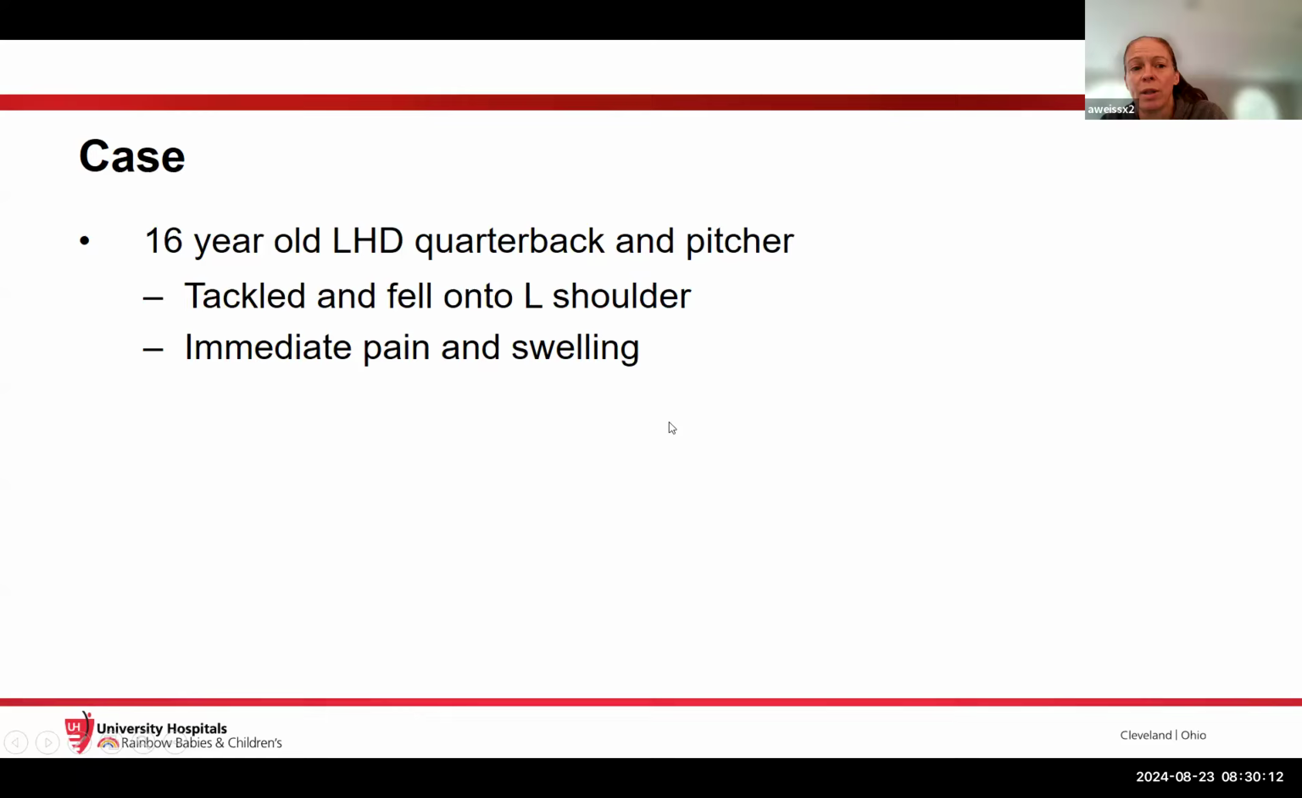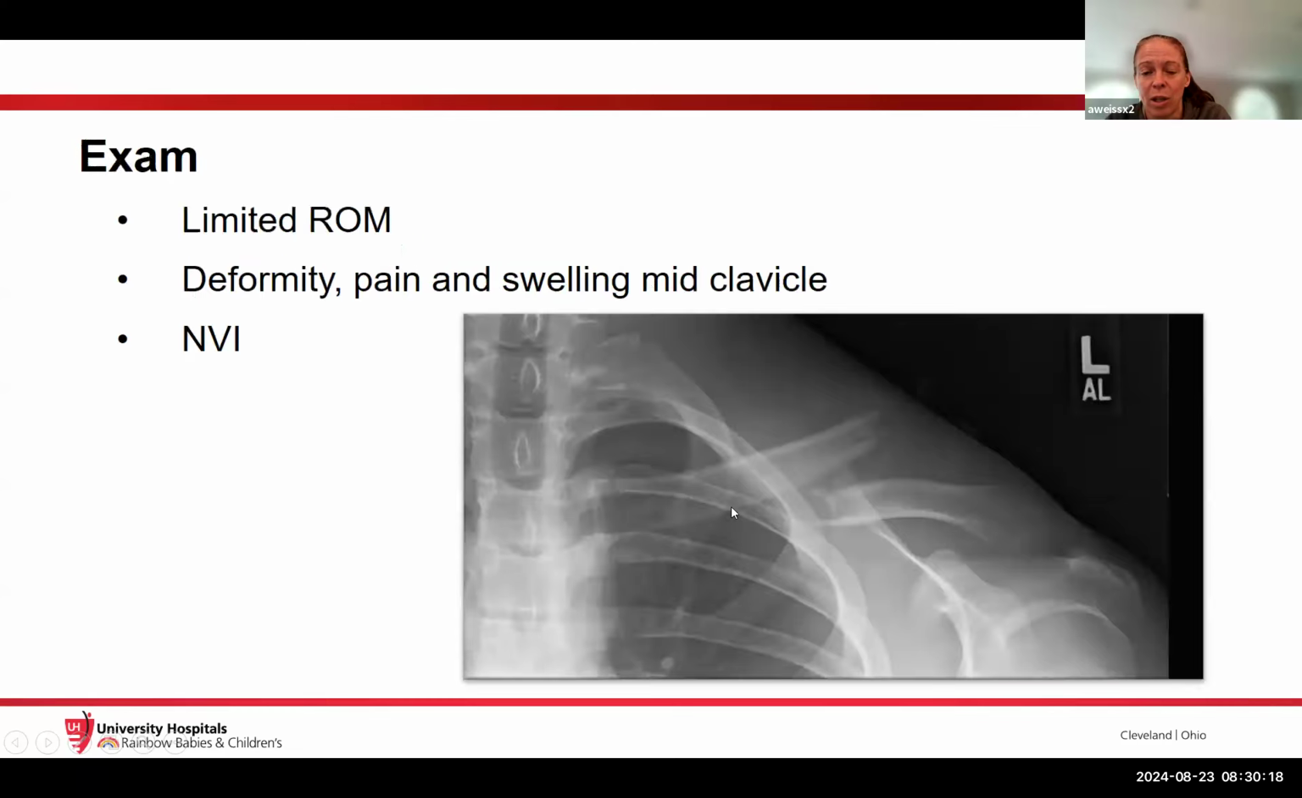So this was another one. This was a left-hand dominant kid who was tackled and fell onto the left shoulder and had immediate pain and swelling in the clavicle. Like them all, he had decreased range of motion because it hurts. He had a little more obvious deformity when you looked at him, but you can see this is about 2 centimeters shortened, and it's on his dominant side, and he's 16 years old.